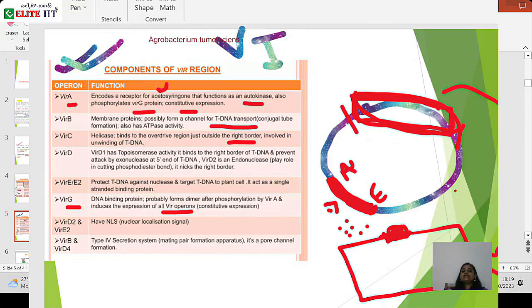And this DNA will integrate into the DNA of the plant cell. Whenever it is integrated, there will be overexpression of auxin and cytokinin, and there will be tumor formation. Okay.